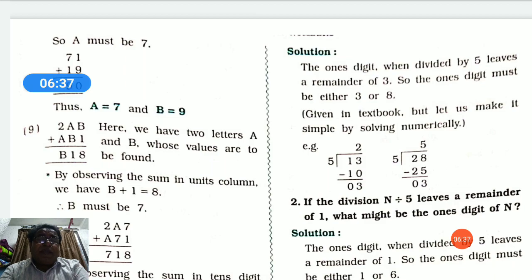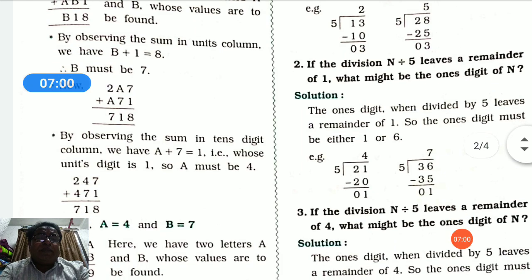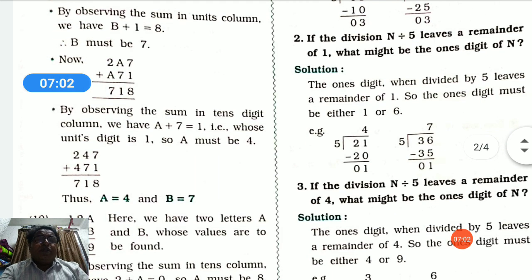13 divided by 5. 5 2 ja 10. 3 is the remainder. 28 divided by 5. 5 5 ja 25. 3 is the remainder. It is given in textbook. Now, second, if the division n divided by 5 leaves a remainder of 1, what might be the ones digit of n?